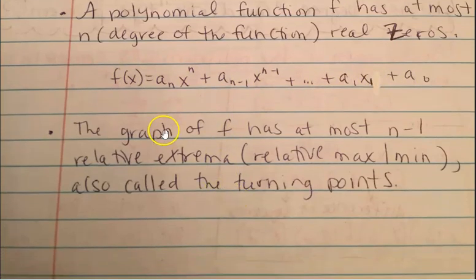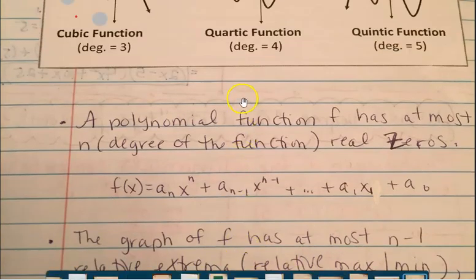And then the last note is the graph of a polynomial has at most n minus 1 relative extrema. Relative extrema is another vocabulary word. It just simply means relative maxes and mins. But these are also called turning points. And that is all for the notes on this page.